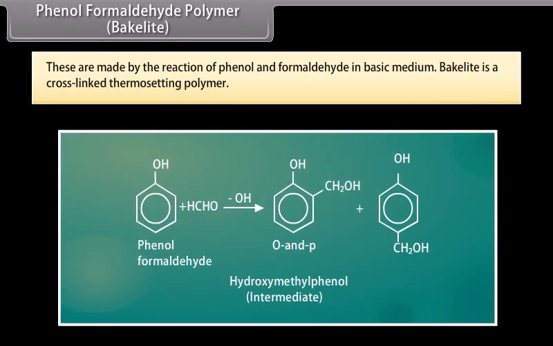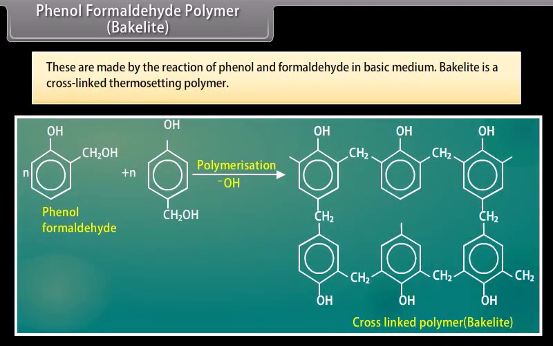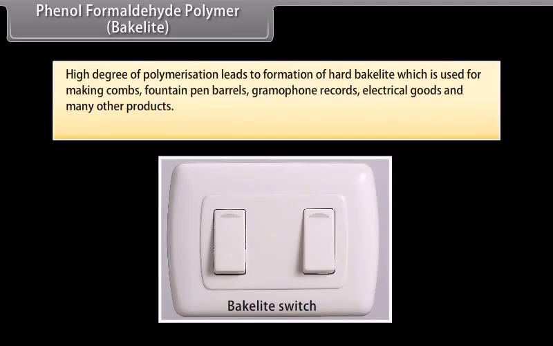Phenol formaldehyde polymer, Bakelite. These are made by the reaction of phenol and formaldehyde in basic medium. Bakelite is a cross-linked thermosetting polymer. Soft bakelites with low degree of polymerization are used as bonding glue for laminated wooden planks and in the preparation of varnishes and lacquers.